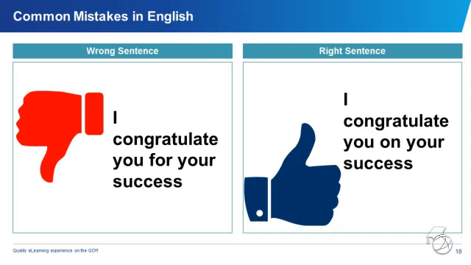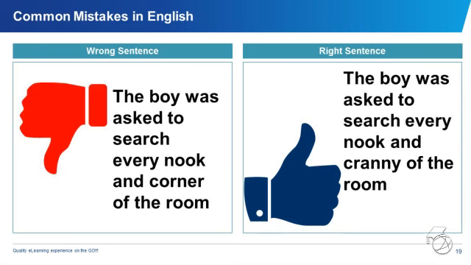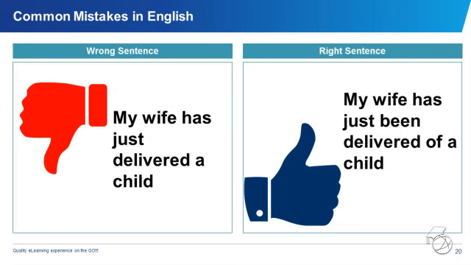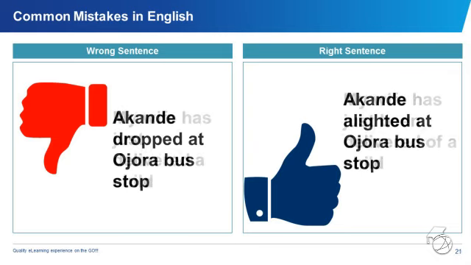The following sentence is a wrong sentence. The boy was asked to search every nook and corner of the room. It is wrong. The correct sentence is, the boy was asked to search every nook and cranny of the room. My wife has just delivered a child is wrong. It is correct to say, my wife has just been delivered of a child. Akande dropped at Ojora bus stop is wrong, but Akande alighted or got down at Ojora bus stop is correct.